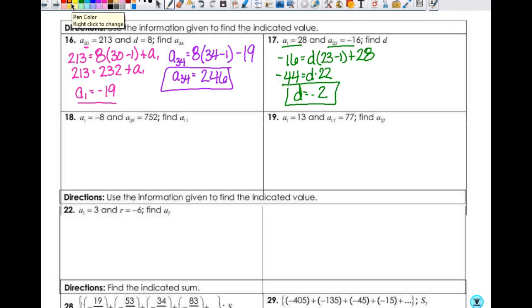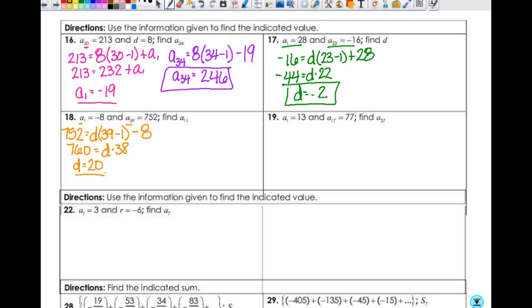All right, so now I'm looking for A11. I have A1 and I have A39, so I have to use those to find D. Then once I find D, I can go find A11. So A39 is 752. That's equal to D, which I don't know, times N, which will be 39 minus 1, plus A1, or minus 8. So I'm going to add 8 to both sides. That's going to give me 760. That's equal to D times 38, divide by 38, and I get that D is equal to 20.